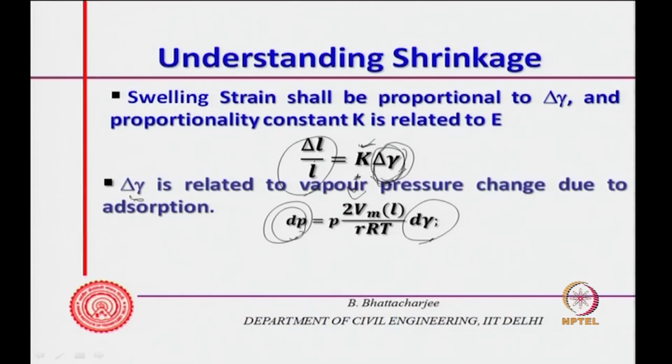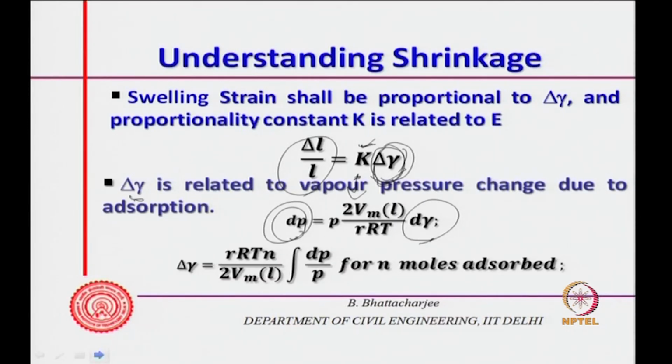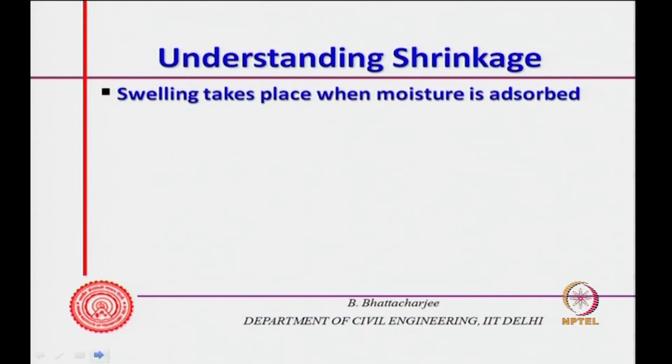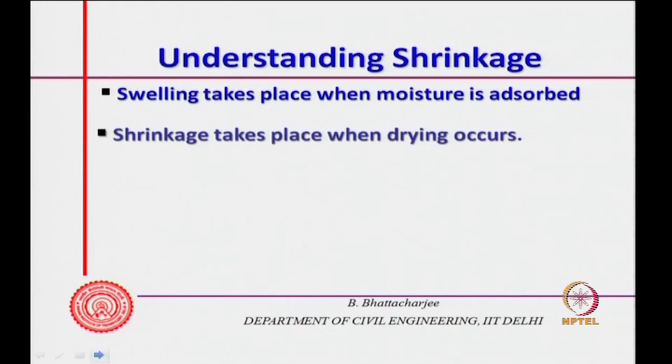Now, if I withdraw the water, the reverse will actually occur. So, delta gamma one can write like this. This is for n moles adsorbed. If n moles are adsorbed, one can find out how much is the delta gamma from the change in vapor pressure, or rate of change of vapor pressure, and so on and so forth. So, therefore, swelling takes place when moisture is adsorbed, and shrinkage takes place when drying occurs.